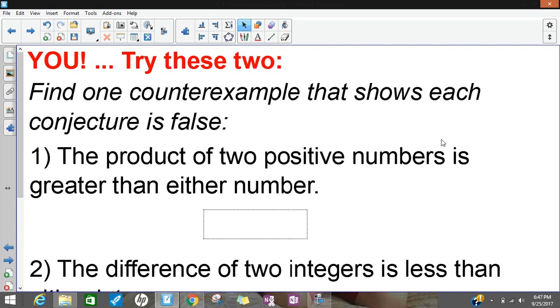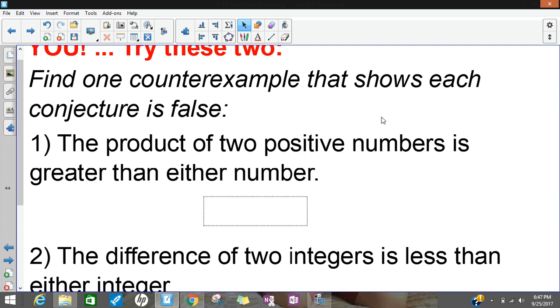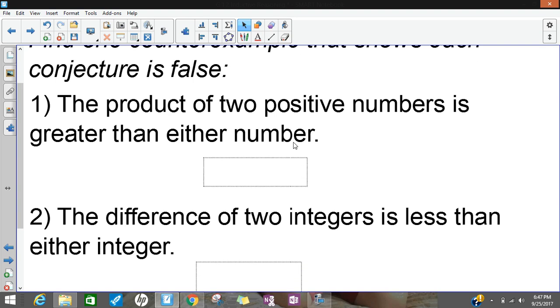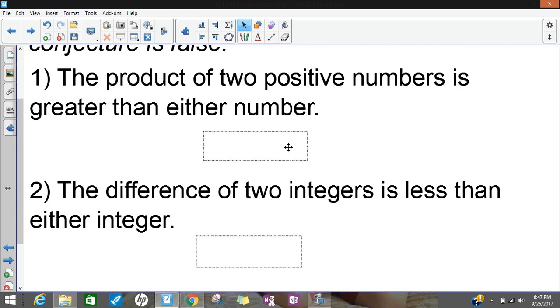So I want you to give these two a shot. Again, pause the video. Try these two on your own. Think about it for a minute or so. See if you can provide a counterexample for these two conjectures, and then press play, and we'll go over the answers.